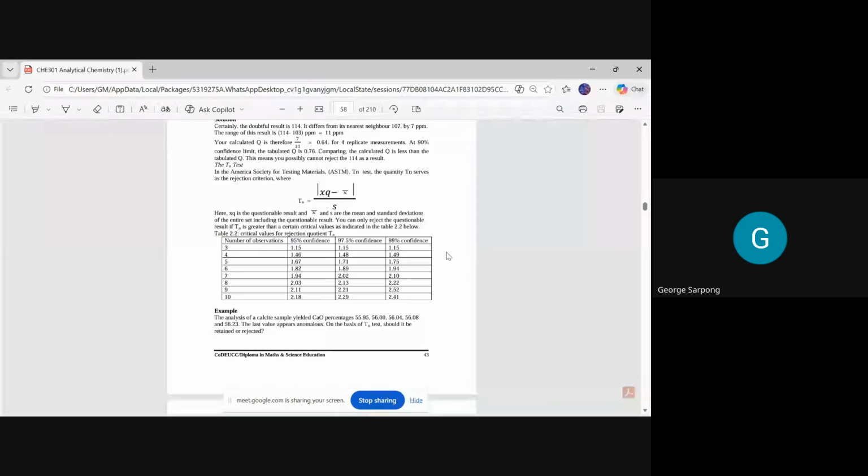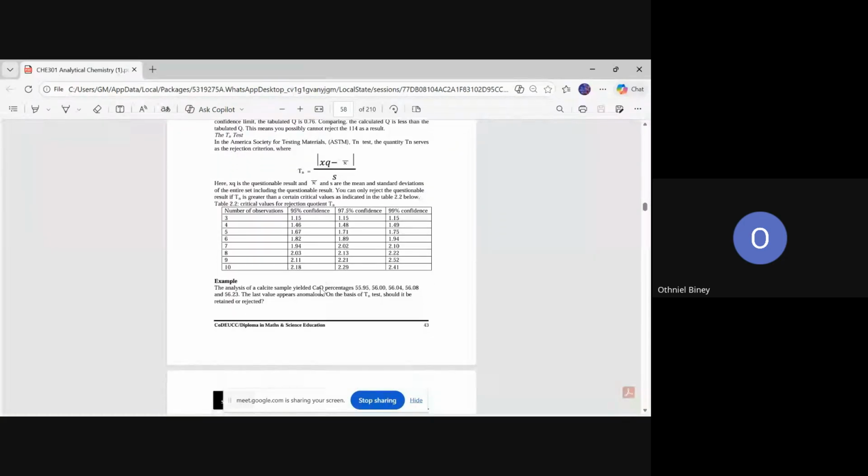So that is the table. This is similar to the Q test that we just did. Do you get it? The same way a table will be given to you, and basically you just do the maths, and at the end of the day you find the confidence level, just like we did for the Q test. So let's get into the example.